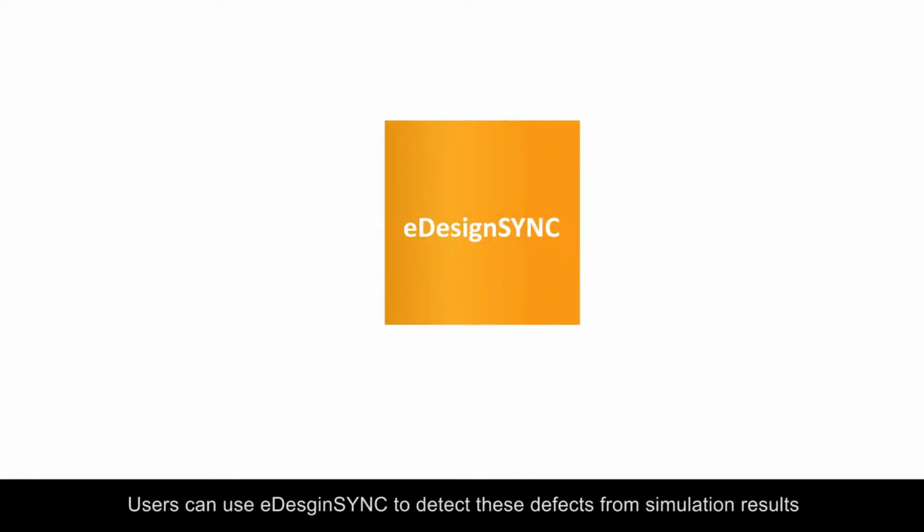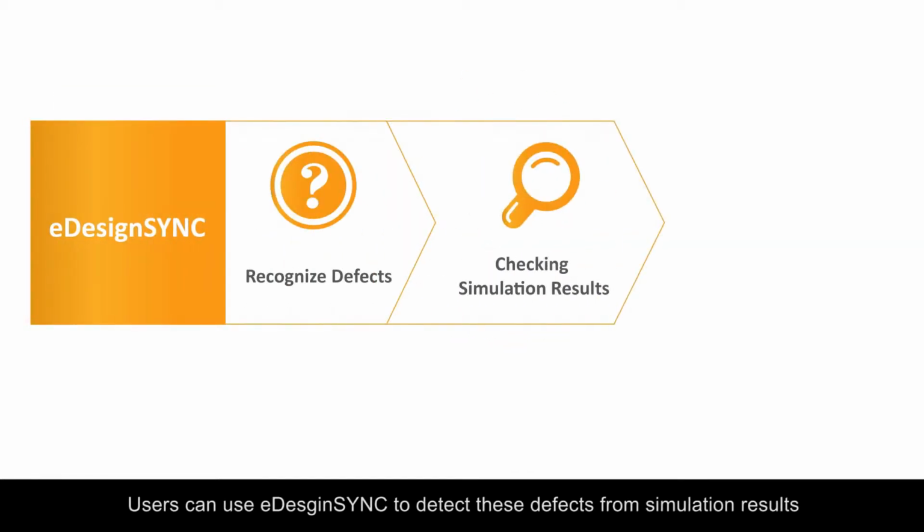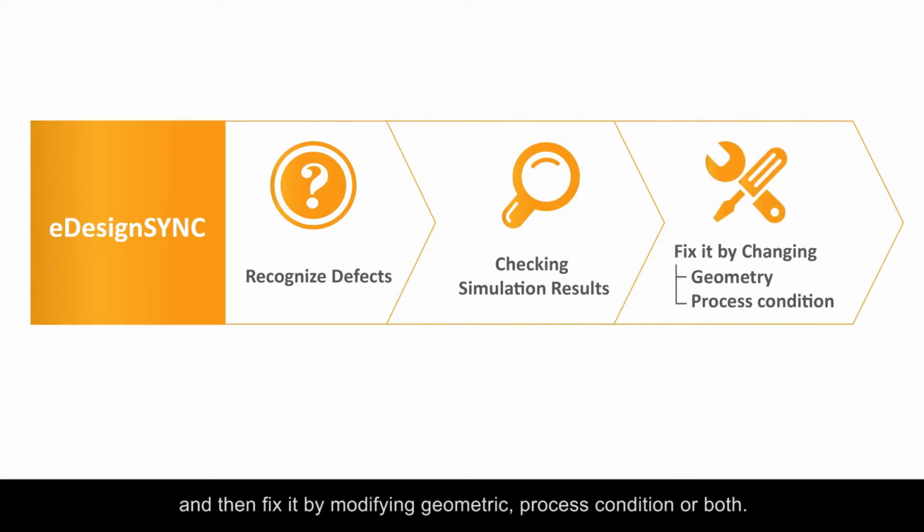Users can use eDesignSYNC to detect these defects from simulation results, and then fix them by modifying geometry, process conditions, or both.